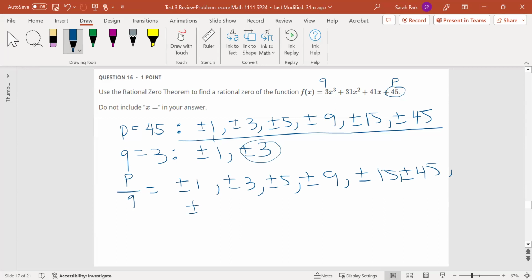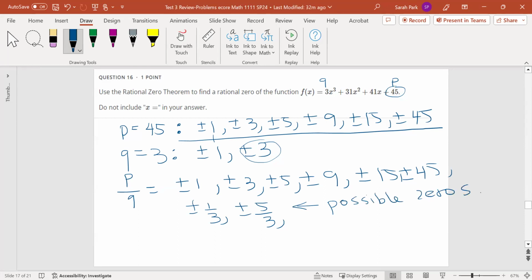Then you also have to divide everything by 3. Plus or minus 1 over 3. Plus or minus 3 over 3, but that's 1, so I won't write that down. Then 5 over 3. 9 over 3 is 3, so that's already written. And then we have 15 over 3, which is 5. And 45 over 3 is 15, so I won't write that either. So these are all possible zeros, right? They're not the actual zeros. These are all possible zeros of the function.